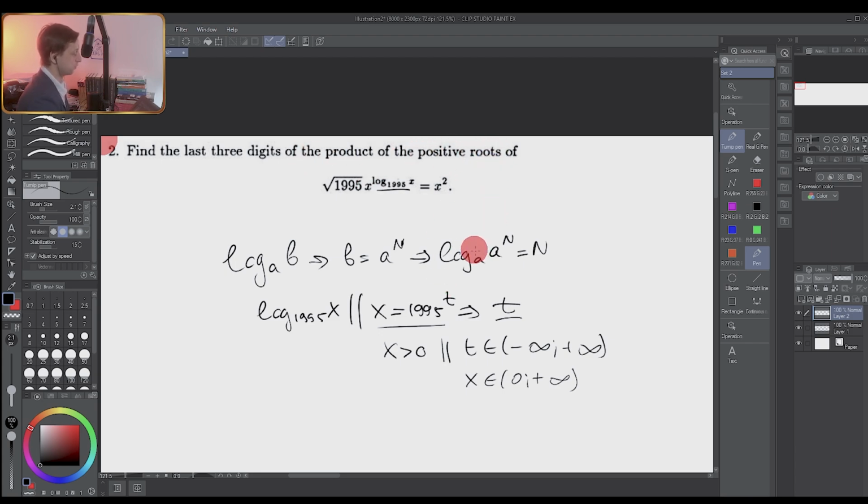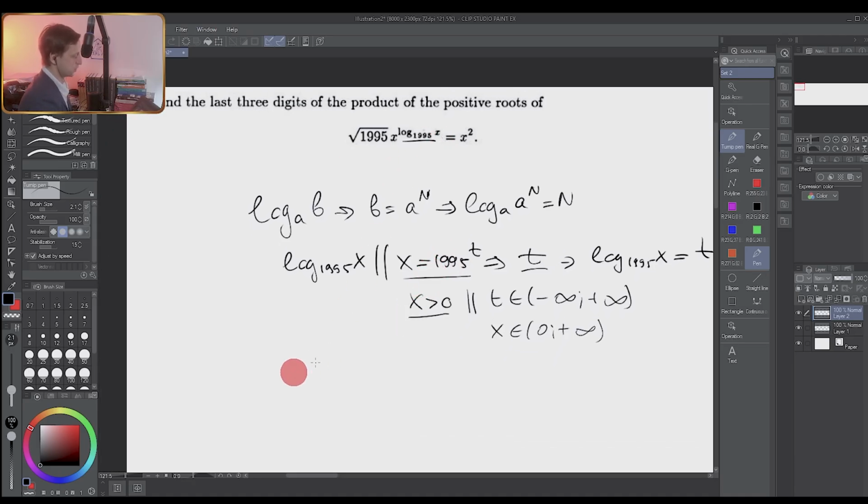It is normal because we consider only positive roots of x. By the way, x equals 0, you can see immediately that it is a root of this equation. It is not considered, so we consider only positive x. Without loss of generality we can say that for every positive x there exists some number t such that x equals 1995 to the power of t. What number t will it be? Well, it will be log base 1995 of x. You can skip these details and simply say that you have this substitution. We just wanted to justify it a little bit.